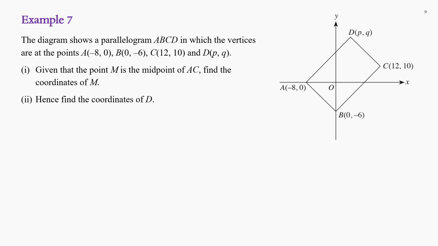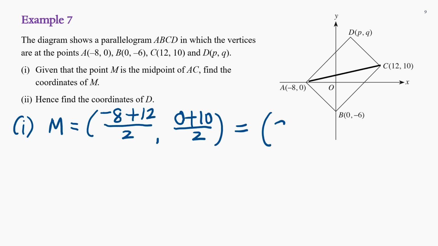So let's go on to find M first, which is just negative 8, which is your x1, plus x2, which is 12, divided by 2, and 0 plus 10 divided by 2. So the midpoint of this diagonal AC is (2, 5). And the midpoint of the diagonal BD will also be (2, 5). So let's go on to find the midpoint of this diagonal BD.